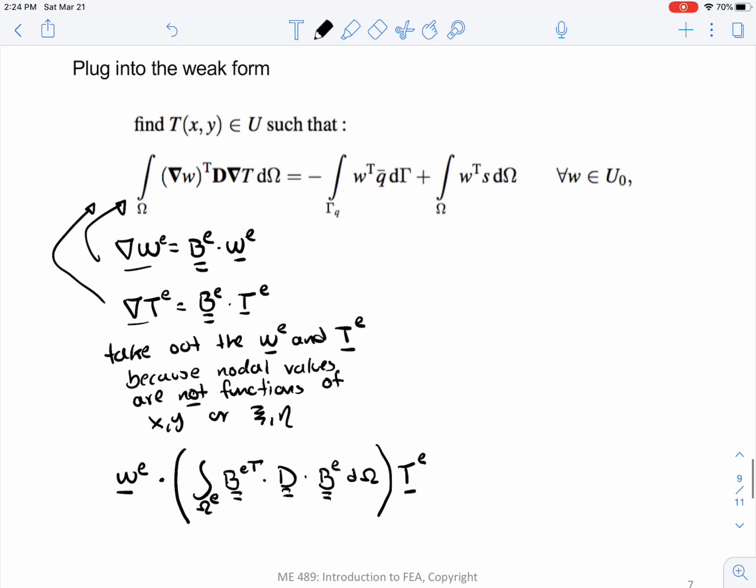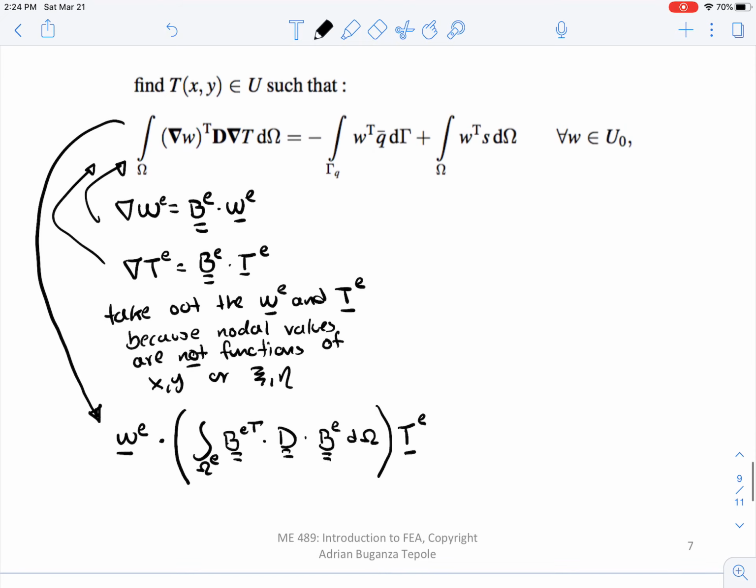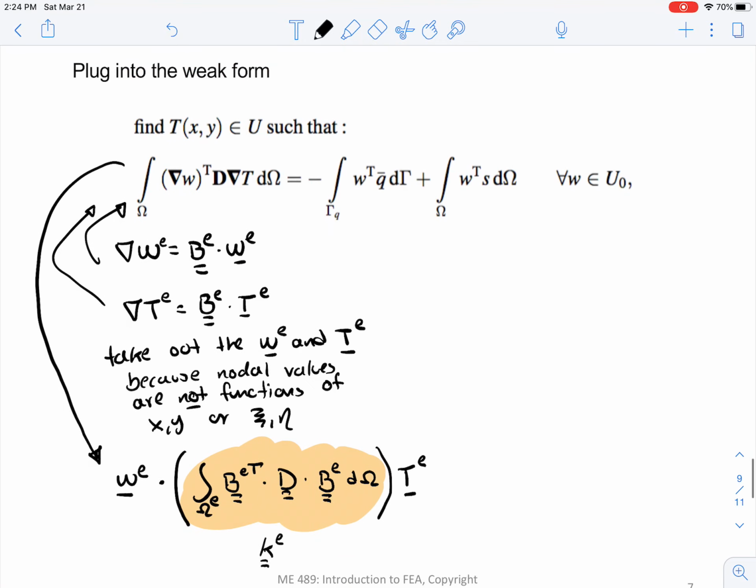So when we put this and this into this first integral, we end up with this expression right here. And as you can imagine, this term right here is the definition of the stiffness matrix. I'm going to expand that a little bit. I just want to do the whole thing at once, and then I'm going to focus on each one of the different stiffness matrix and force vectors.